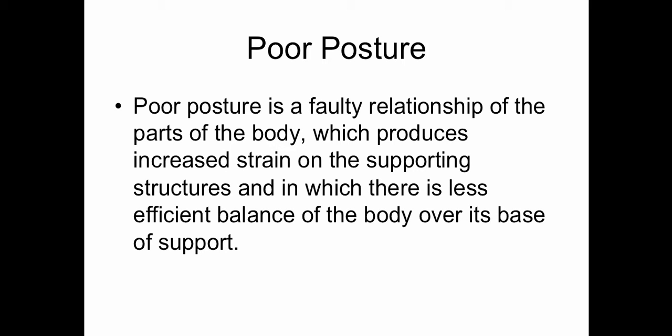Poor posture is defined as a faulty relationship of parts of the body, which produces increased strain on the supporting structures and in which there is a less efficient balance of the body over its base of support. Poor posture can develop over time from muscle imbalance due to weakness, inflexibility, or injury. Oftentimes, the posture is developed from activities which are repeated frequently. For example, rounded shoulders are a common characteristic of swimmers, and hyperlordosis is a common characteristic of gymnasts. In a sense, we become what we do.